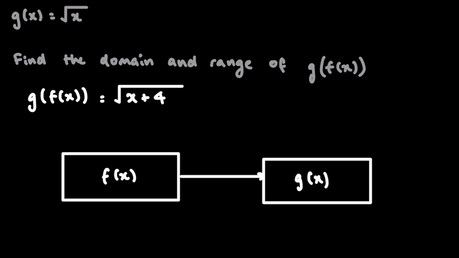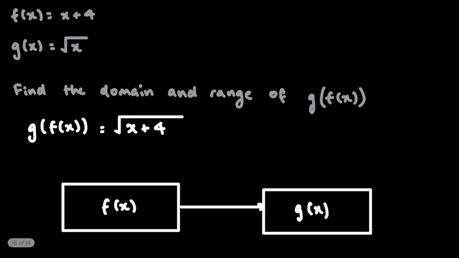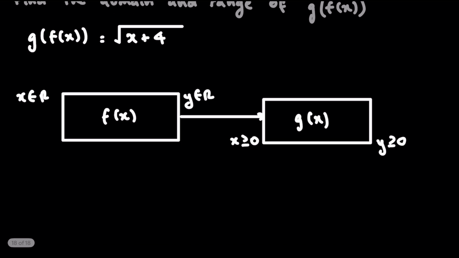And so now what I'm going to do is I'm just going to write the domain and the range of my functions here and here. So if we have a look at f of x, the domain of f of x is x is an element of all real numbers, and the range of f of x is y is an element of all real numbers. And I'll do the same thing with g of x. For g of x, the domain is x is more than or equal to 0, and the range is y is more than or equal to 0. So first I draw this machine.